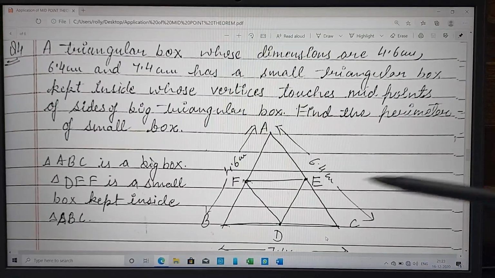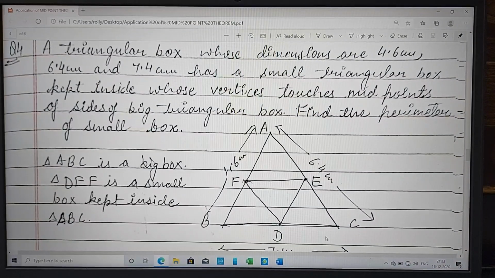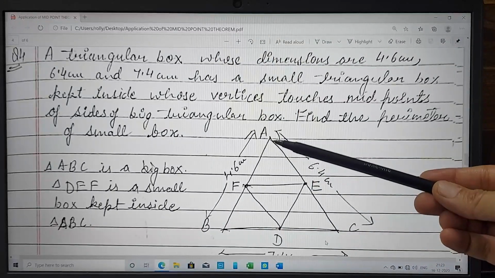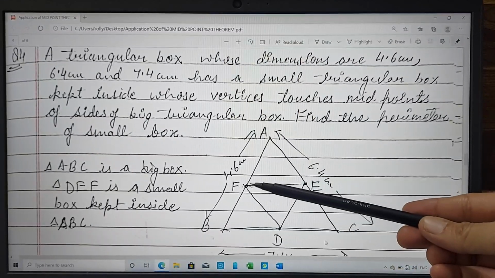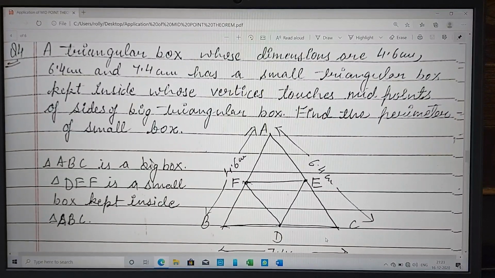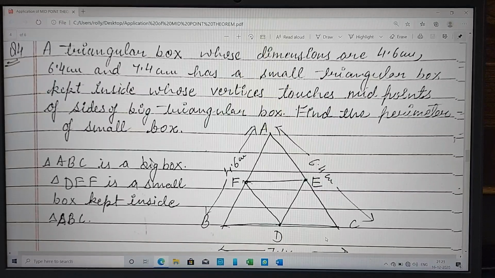It means in the figure you can see here, ABC is a big triangular box and triangle DEF is a small triangular box whose vertices are touching the midpoints of the sides of the big triangular box. Means F is the midpoint of AB, E is the midpoint of AC and D is the midpoint of BC. Lengths of AC, AB and BC have been given. We have to find the perimeter of the small box. That means DE plus EF plus FD. So we need to find the dimensions of the sides of the small triangle.